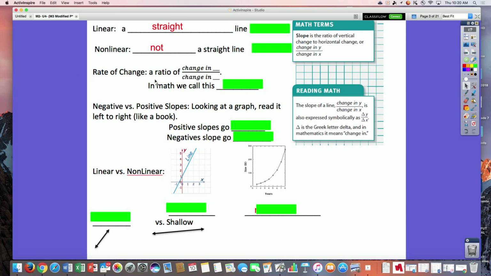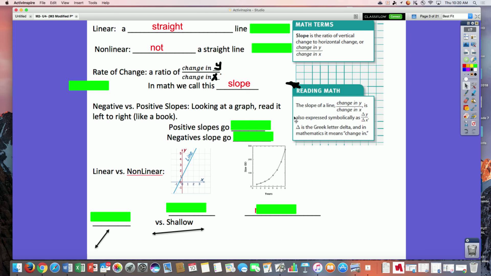The rate of change, a ratio of change in y over the change in x, which basically is right here. And in math, we call that the change in y over the change in x, we call that slope.